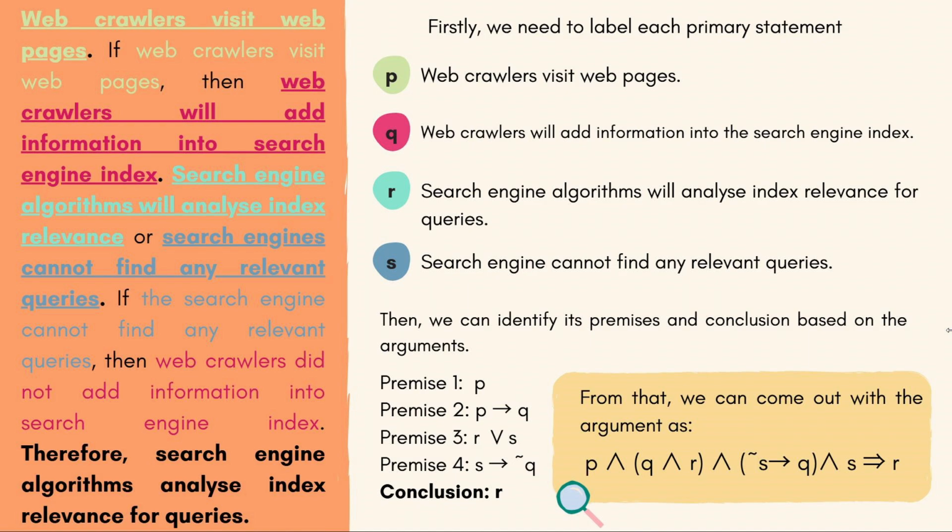Premise 3, R or S, which is search engine algorithm will analyze index relevant, or search engine cannot find any relevant queries. And the last premise we have, S implies negation Q, which is if the search engine cannot find any relevant queries, then web crawlers cannot add any information into search engine index. For the conclusion, we have search engine algorithm analyzes index relevant for queries. Symbolically, it will be R.